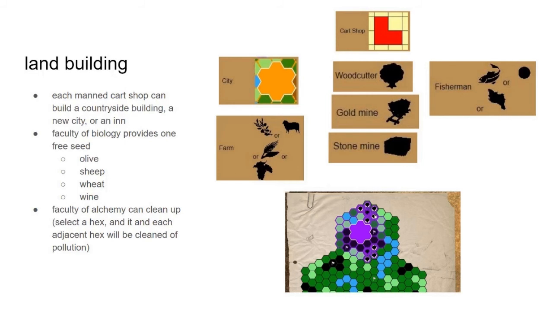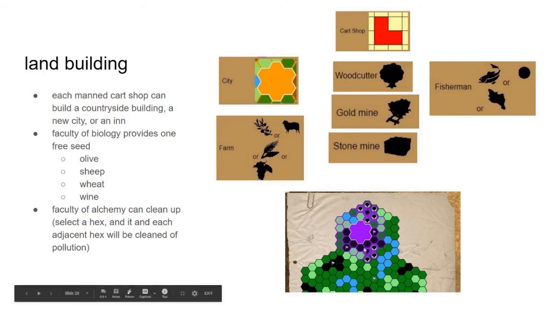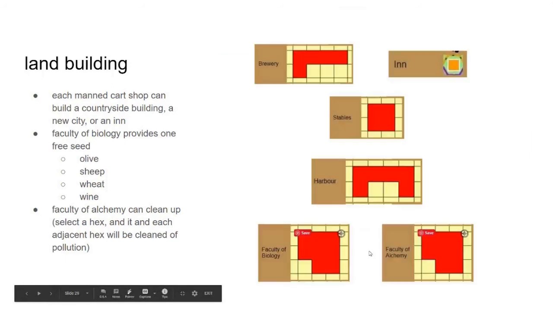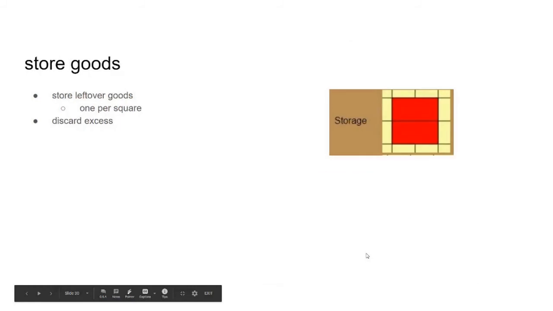Because 1 and then the adjacent 6. And that one that you choose initially has to be within your zone of control. So that is land building. Next, we're going to have storage.